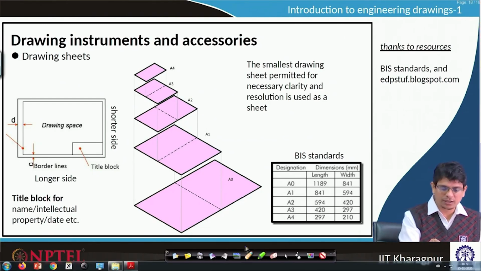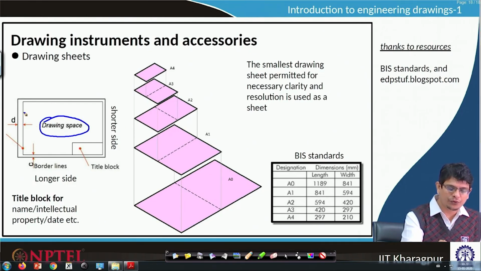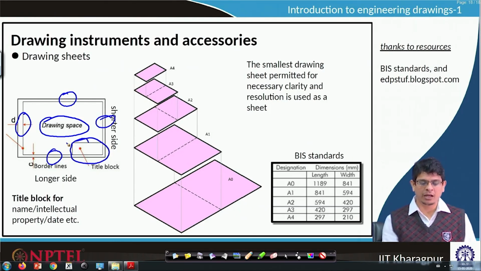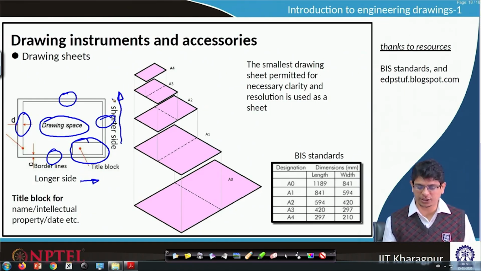As I mentioned, a drawing sheet involves a drawing space, a few border lines and a title block. The longer side is always in the horizontal direction, and the shorter side is always in the vertical direction.